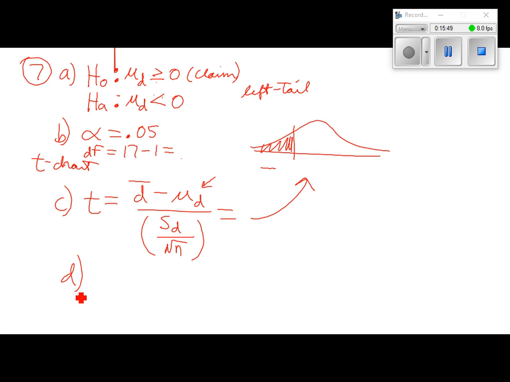Part D, you're just going to tell whether to reject or fail to reject the H0.